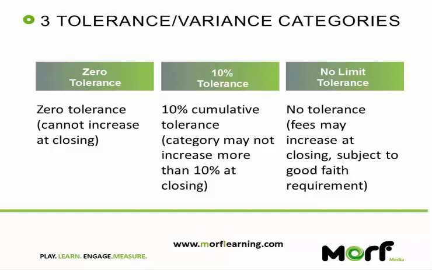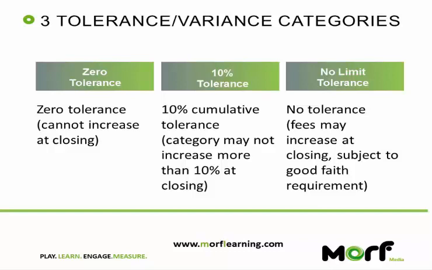And we're already very familiar with this rule with the existing GFE. The rule provides for the same RESPA tolerance categories that we're familiar with, but with some very important changes that tighten the tolerance for some fees. So the tolerance categories continue to be zero tolerance, which cannot increase at closing, our 10% cumulative tolerance, which is a category that may not increase more than 10% aggregate at closing, and then our no tolerance, or what I like to call our no limit tolerance. And these fees may increase at closing, but are subject to good faith requirements.